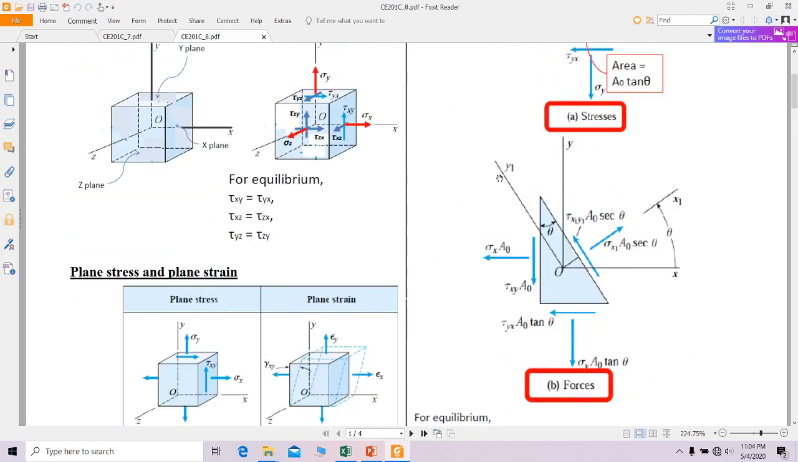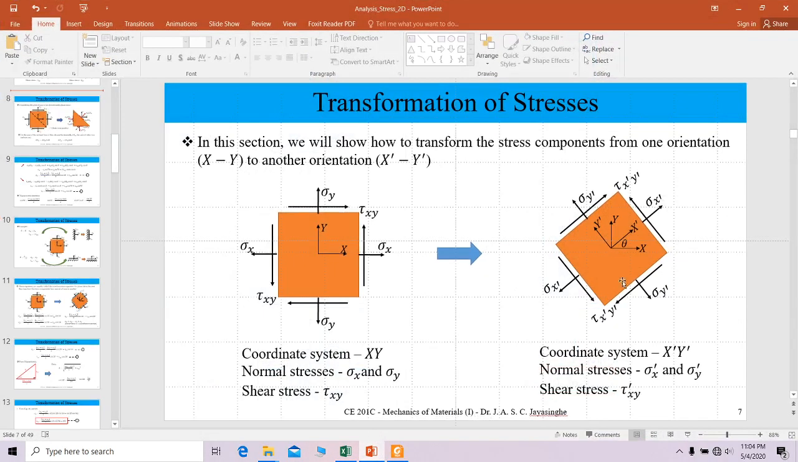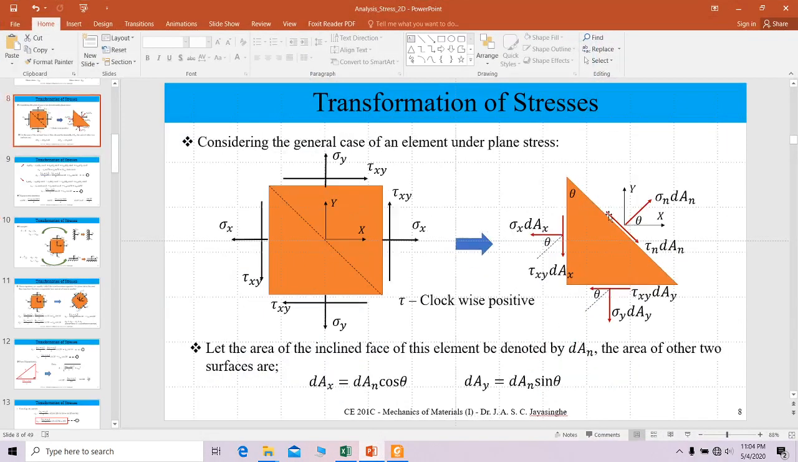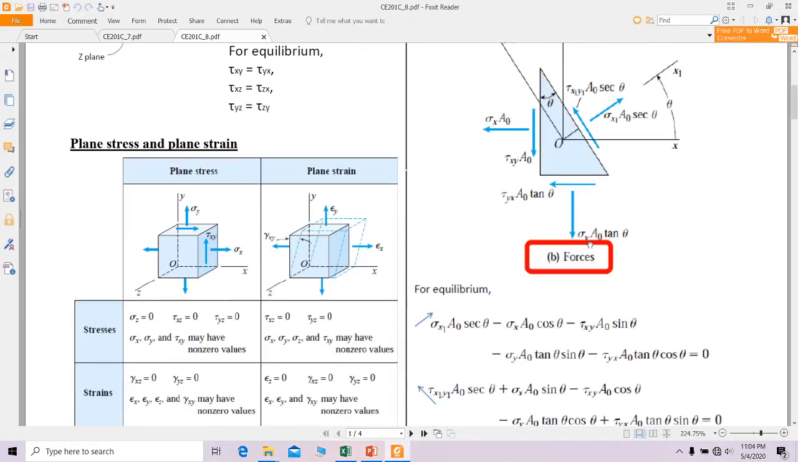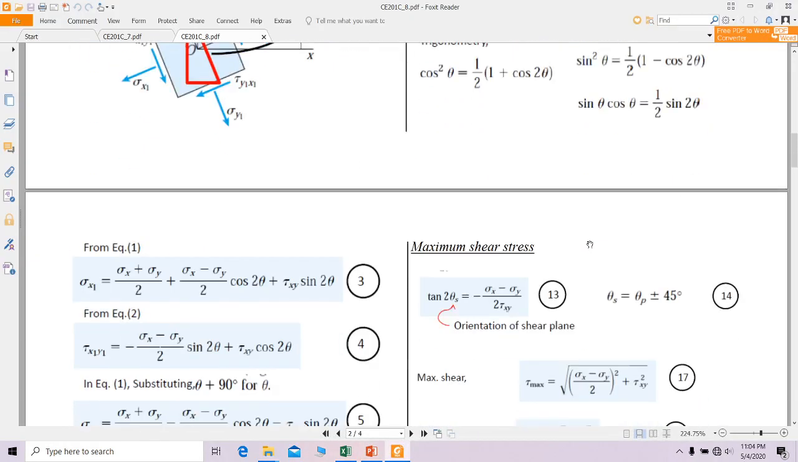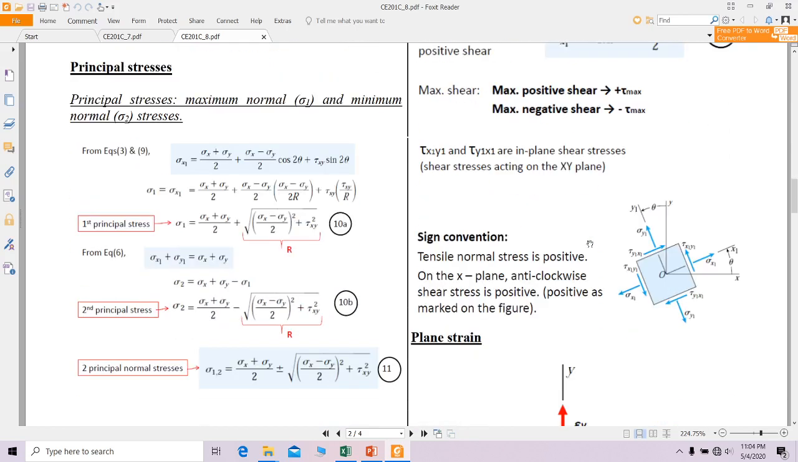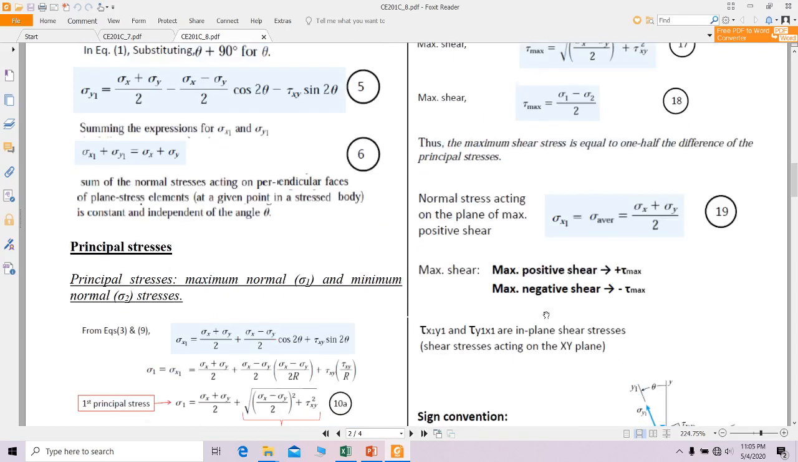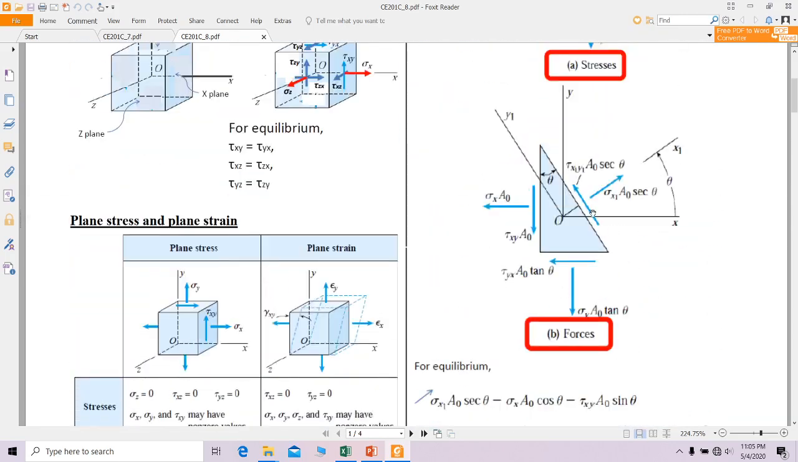And when you come to derive the equation, you can see in this sign convention they are using the arrow in this direction. In our case we use a downward direction. Okay, so keep in mind that one, a downward direction, because they are using a different sign convention. So here we can see the sign convention. Tensile normal stress is positive, that is correct. Anti-clockwise shear stress is positive. So anti-clockwise shear is positive, that's why they are giving this upward arrow.